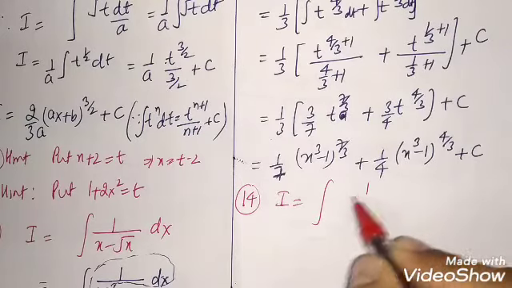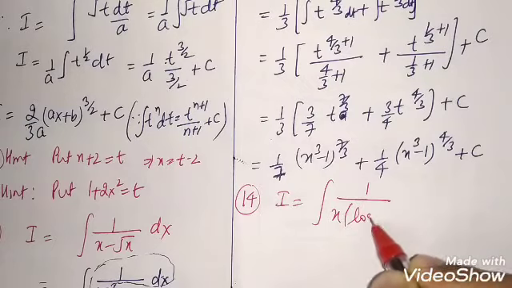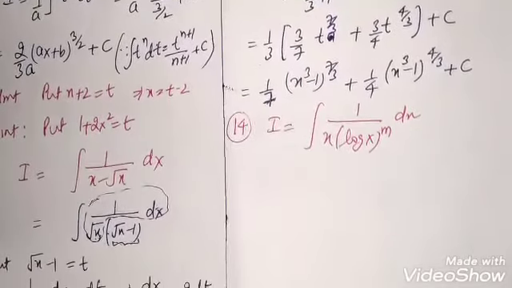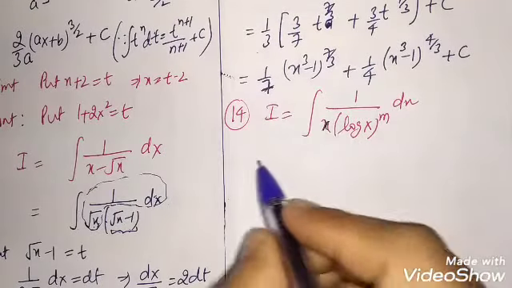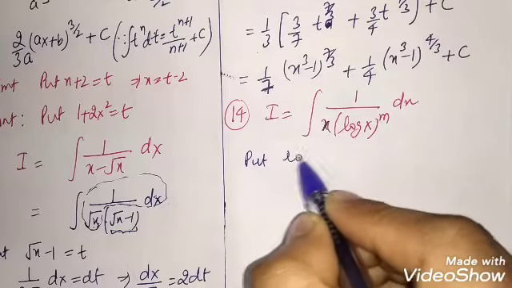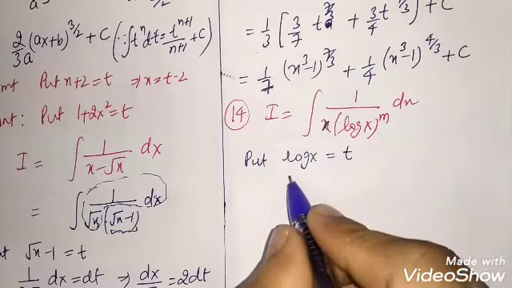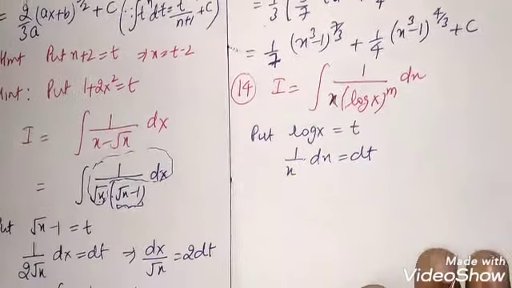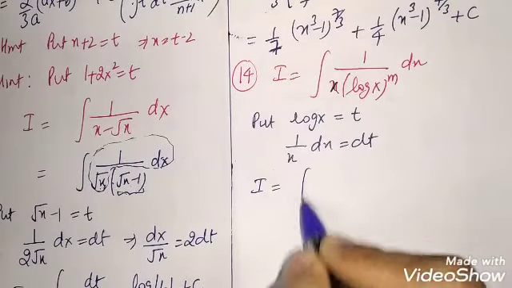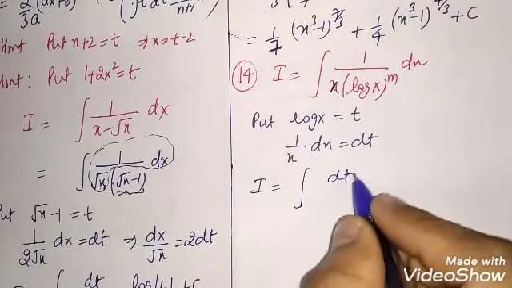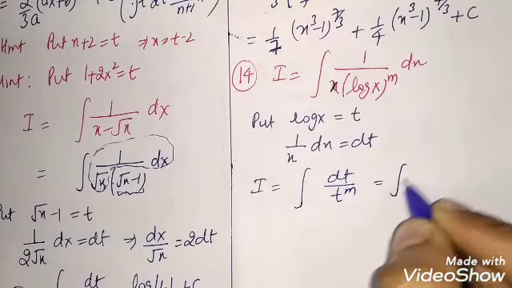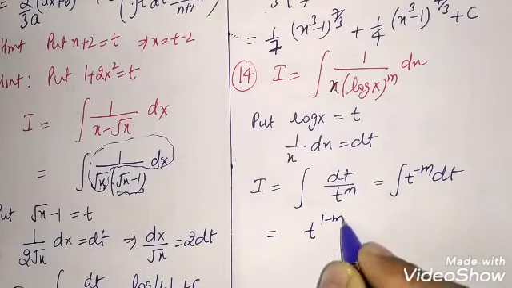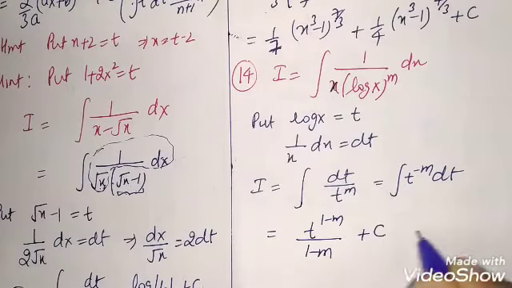Integration of 1 upon x (log x) to the power m dx. I am saying put log x to be t. The derivative of log x is 1 upon x, so dx upon x equals dt. As you are familiar with this particular concept, I am not repeating it again and again. It is 1 upon x dx equals dt upon t to the power m. Simply we can say t to the power minus m dt. This is t to the power 1 minus m upon 1 minus m plus c.